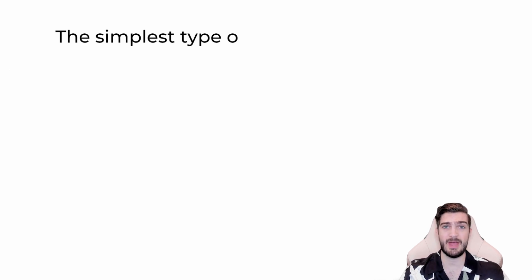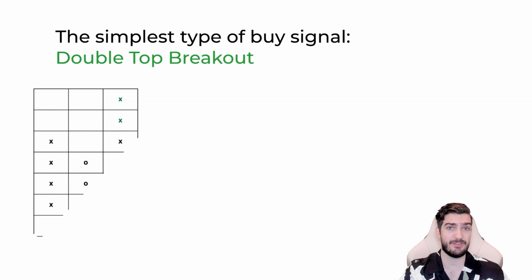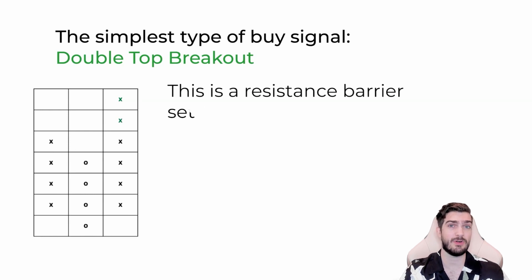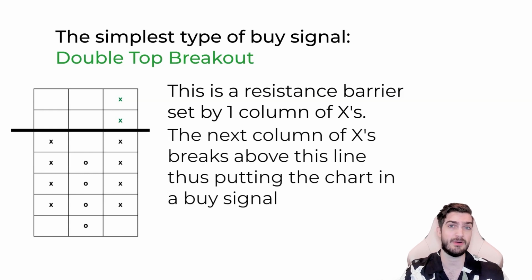The most simple type of point and figure buy signal that we might find is a double top breakout. This is where we have a resistance barrier that was set by a single column of X's, with the current column of X's breaking out above that previous resistance barrier, thus entering a buy signal.